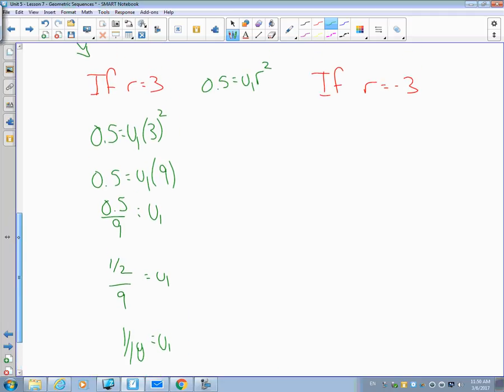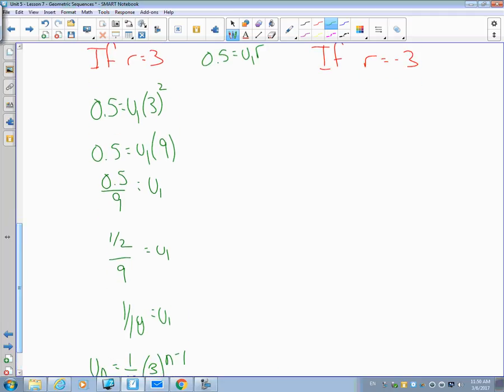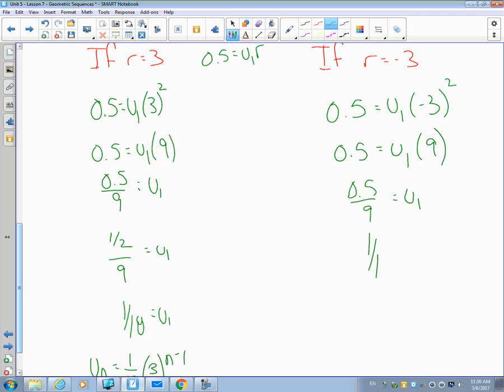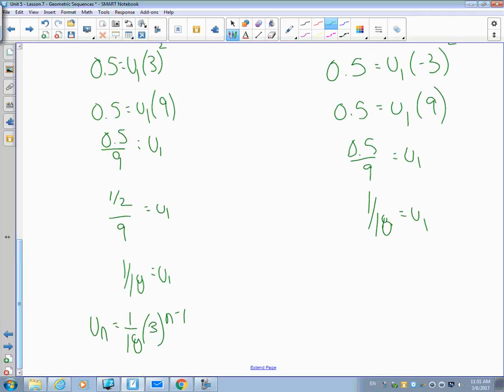Let's see what happens if R is negative 3. Same style of question, same solving procedure. Only difference is I have a negative 3 in there. Well, something kind of nice happens this time. It won't always happen, but I have a nice exponent there. Negative 3 squared comes out to 9. And I've seen this answer before. I know that if I divide this by 9, I end up with 1/18. So either way, U1 has to be 1/18. I just don't know what happens in the middle, if it alternates signs on the even numbers or not. Okay, but I do have to write down both. I don't have a choice on that.